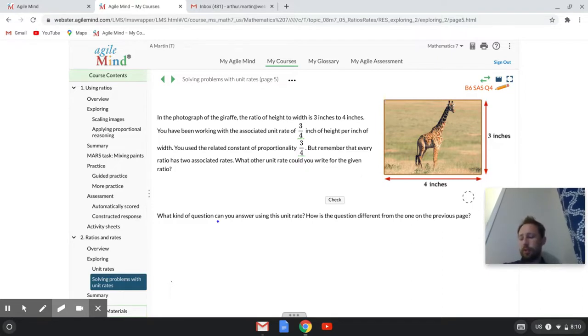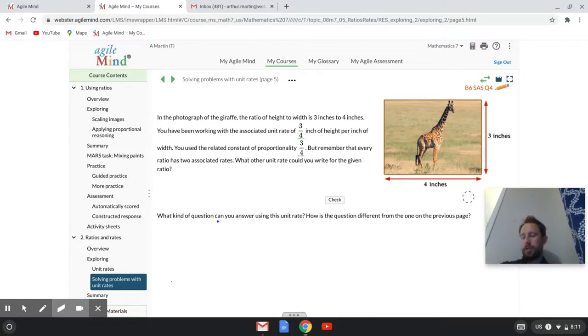So on pages 5 through 6, we're basically going to think of a second unit rate that we could write related to the giraffe poster problem. And so I want you to consider what kind of questions we could answer using these unit rates.